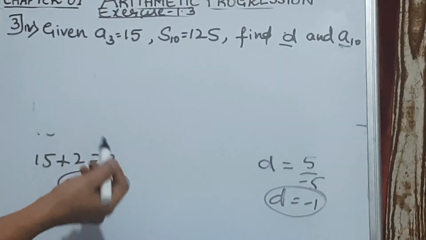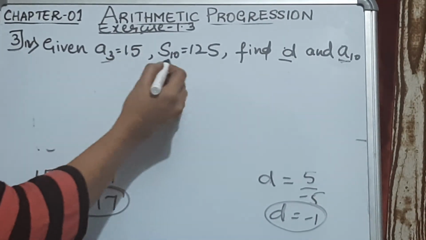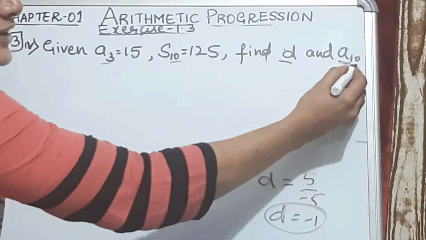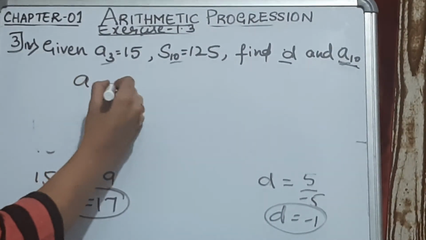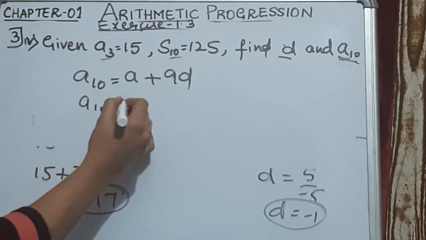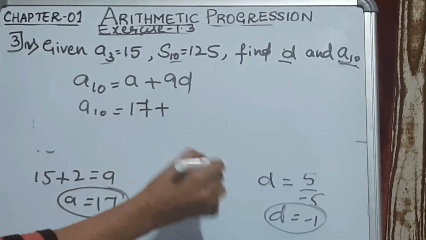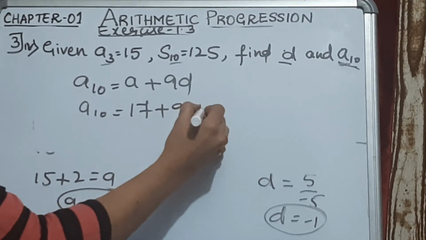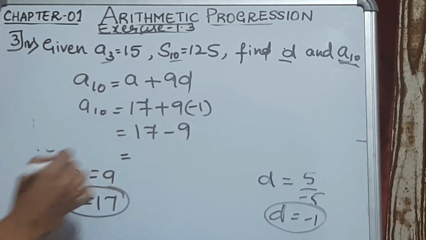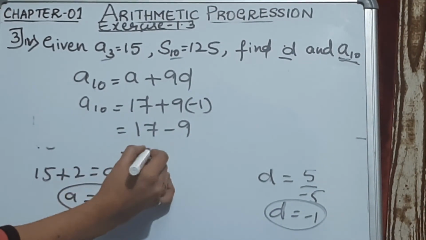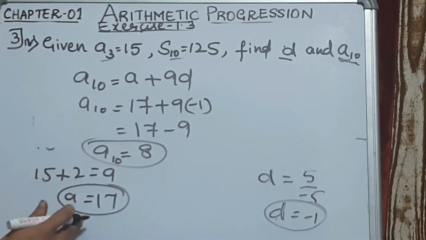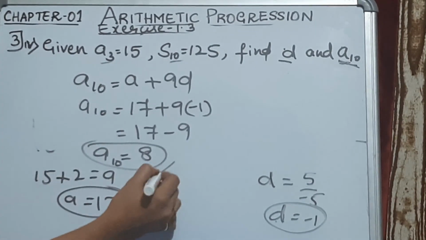Students, by using these two conditions, the third term and the sum of the 10th term, we found A and D. Now A10 we can easily write. A10 is equal to A plus 9D. A is how much? 17. And 9 into D means minus 9. 17 minus 9 is 8. Our answer is 8, and the D value is minus 1. A also we wanted, that's why we found A too.